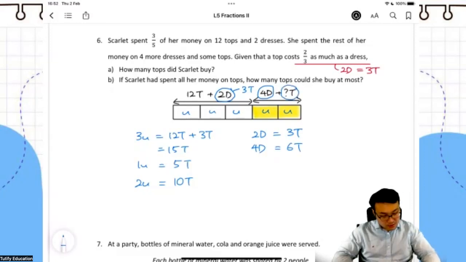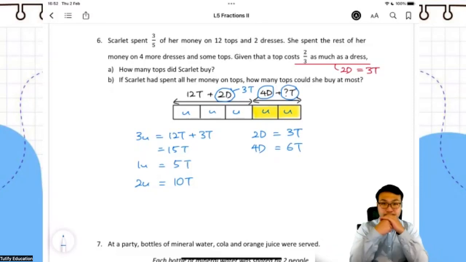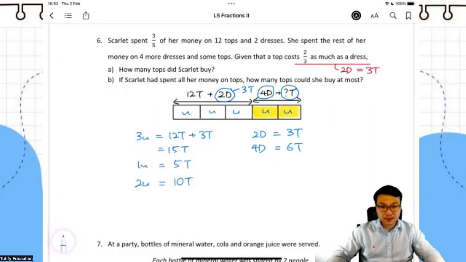So what is the question mark? Students, can you tell me how many tops is this question mark? How many tops is that question mark? Everybody, can you type in the chat? Okay, let me ask Abby. All right, Abby. Are you there?